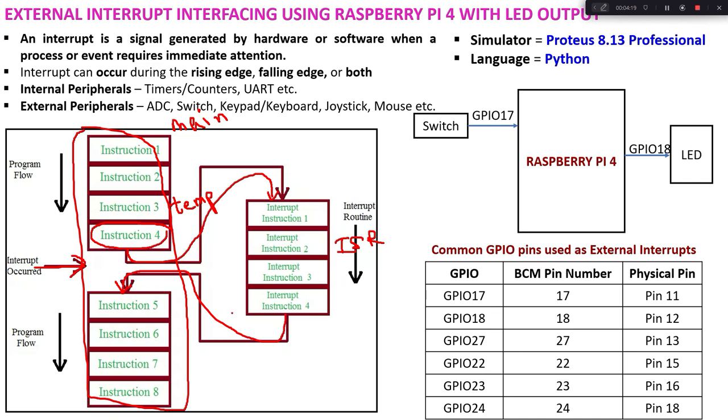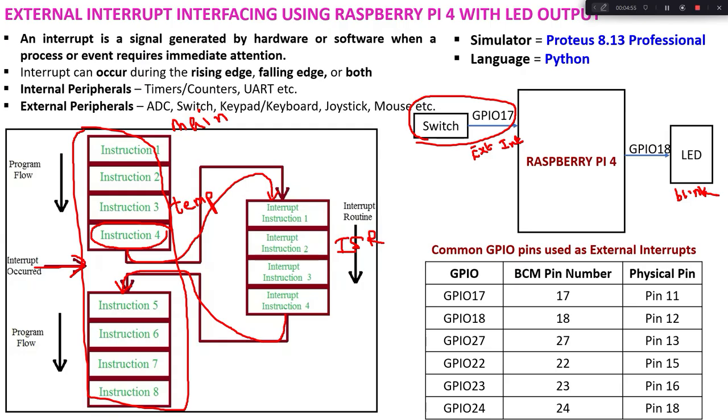Now in this project, we are going to connect a switch to GPIO 17th pin. We are going to use this GPIO 17th pin as an external interrupt pin, and we are going to generate an event on this pin by pressing a switch. Whenever we press the switch, we are going to blink this LED connected to GPIO 18.